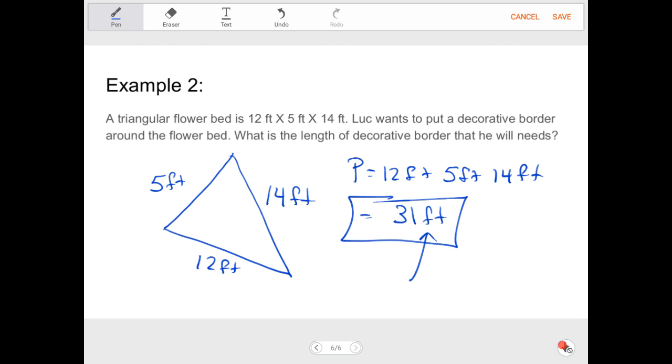Okay, so what I'm going to do now is give you some brief practice here with referents and perimeter, and we will move on.